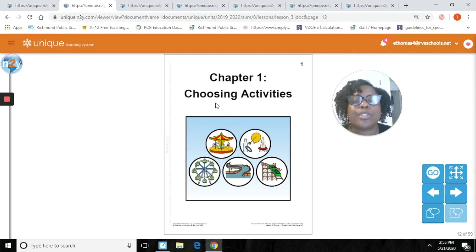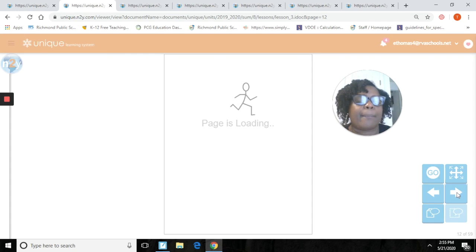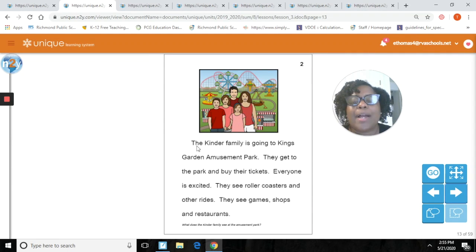What is the name of our story? Watch my arrow. I'm either going to be using this arrow or this pen over here, okay? So Choosing Activities is our story for today. Let's get going. All right, the Kinder family is going to King's Garden Amusement Park. They get to the park and they buy their tickets. Everyone is excited, okay? They see roller coasters and other rides. They see games, shops, and restaurants.